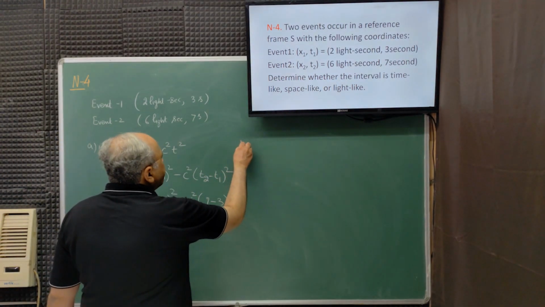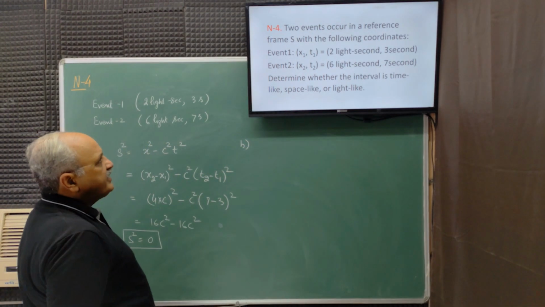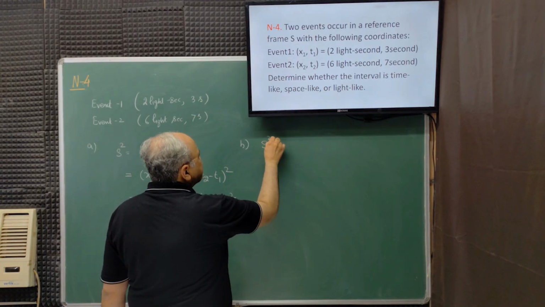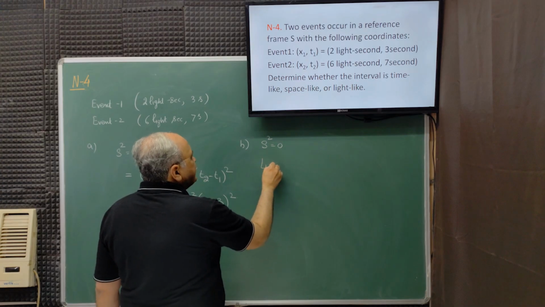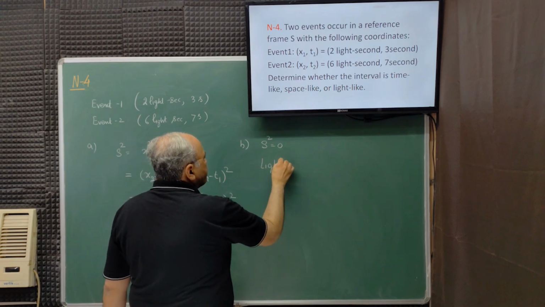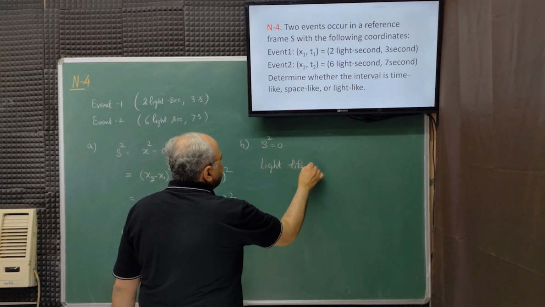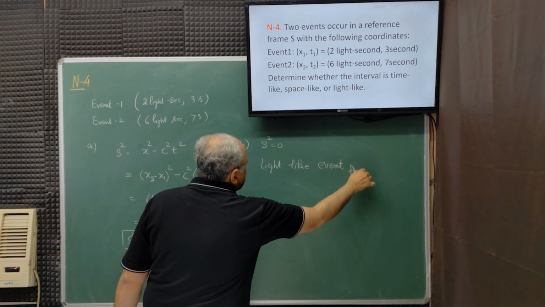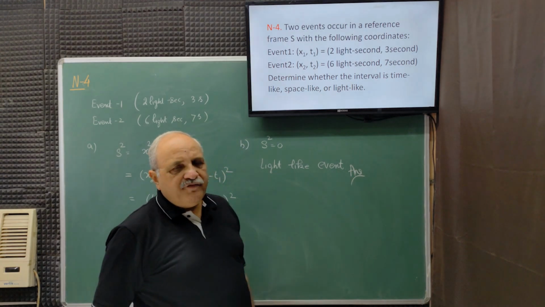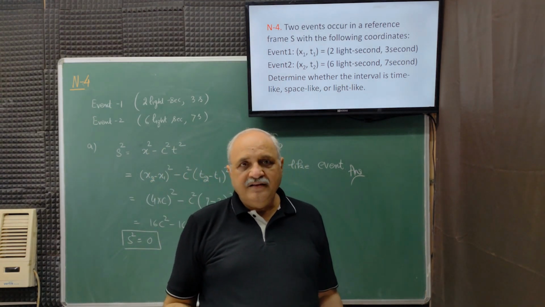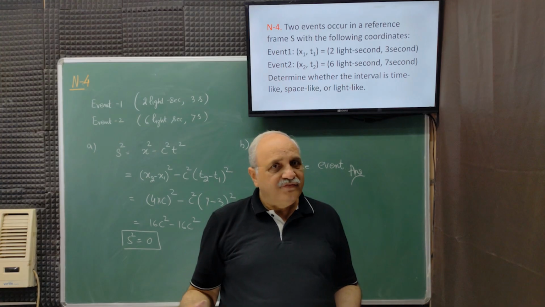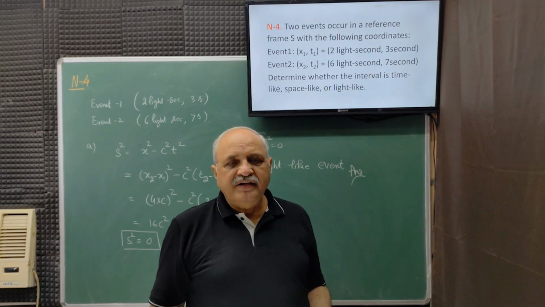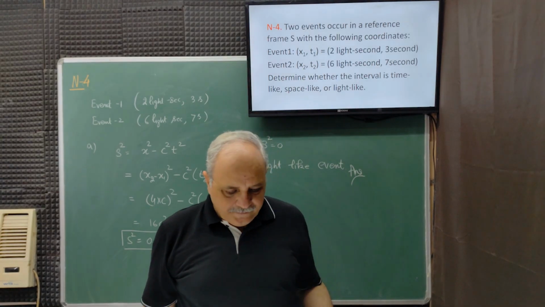And in the second part he is asking what type of interval this is. So obviously, since s is 0, or you can say s square is 0, this is a light-like event. That is the answer for the second part. If s square comes out to be less than 0, this is going to be time-like, or if it is greater than 0, then it is space-like.